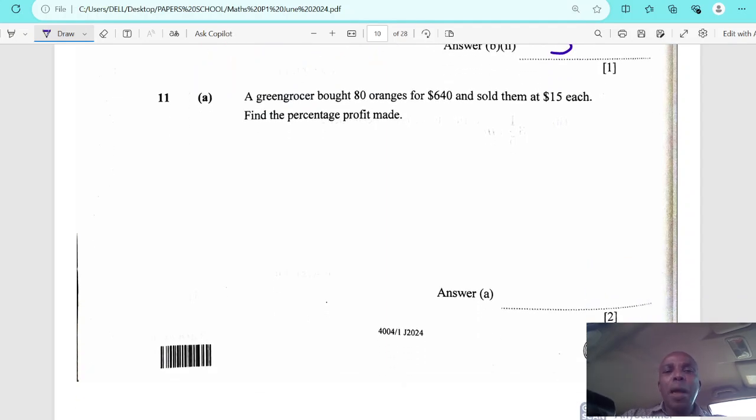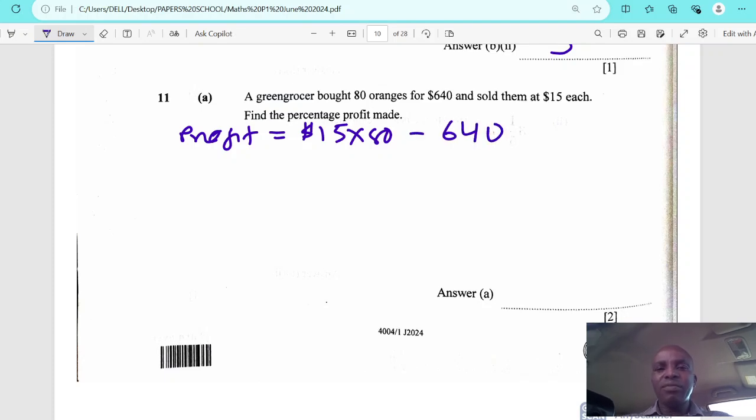Next, a green grocer bought 80 oranges for $640 and sold them at $15 each. Find the percentage profit made. Percentage profit. So first, you might want the profit. Profit is sales minus cost. Sales, you multiply 80 by 15. It was 15 each, and there are 80 oranges in total. So 15 times 80 minus 640.